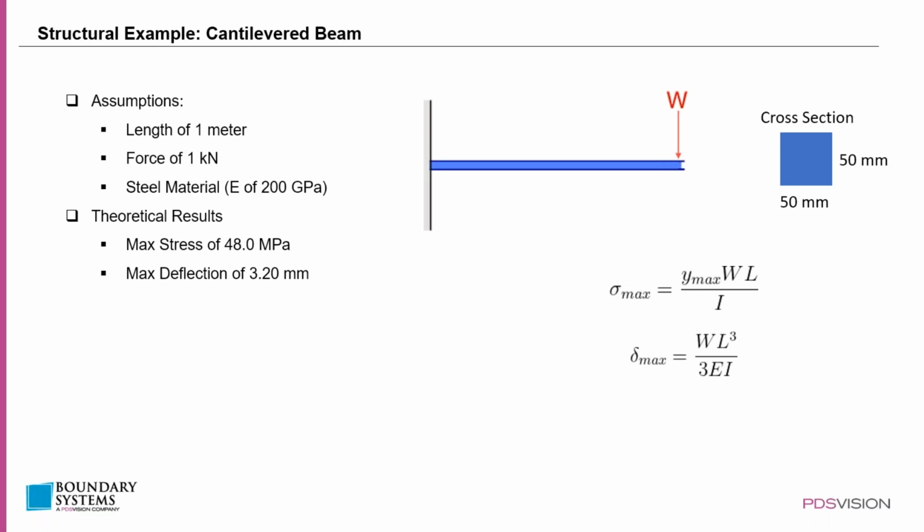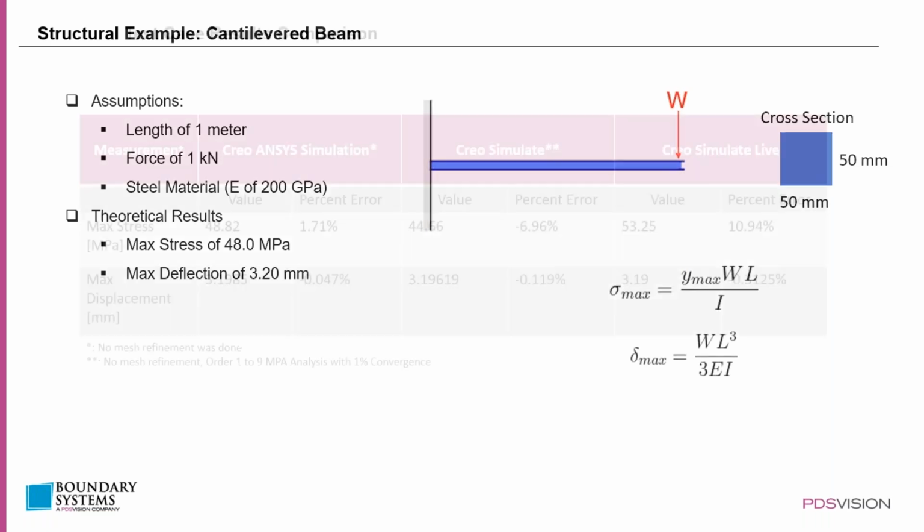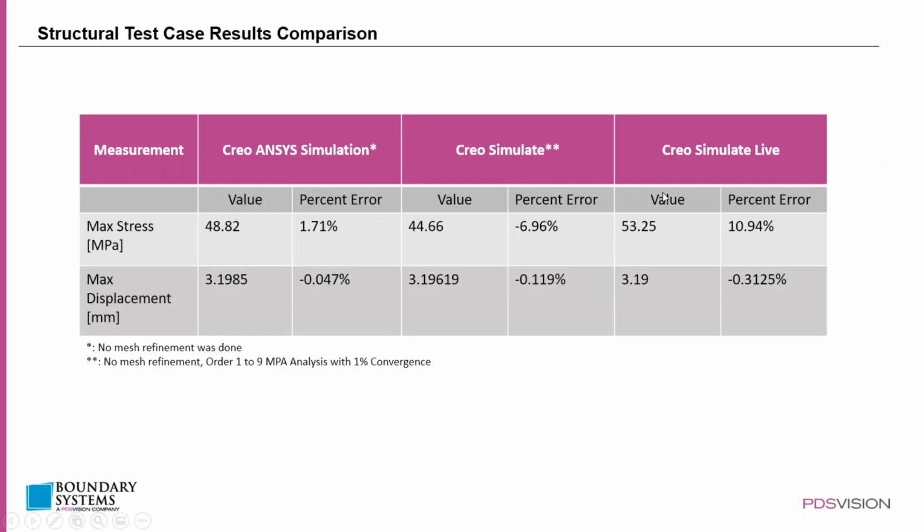So basically just our pen and paper calculations are shown here as the theoretical results. We have max stress 48, max deflection 3.2. Now, when we set this up and actually run the simulation in our 3 simulation software, we can see the results that we get. So we have Creo ANSYS Simulation, Creo Simulate, and Creo Simulate Live. And we're going to want to take note of these percent error columns for each of these Creo software.